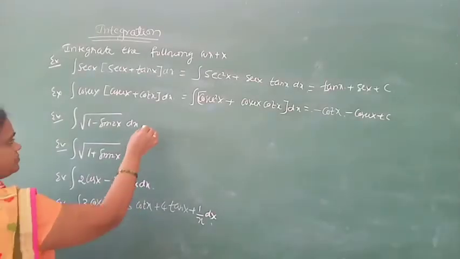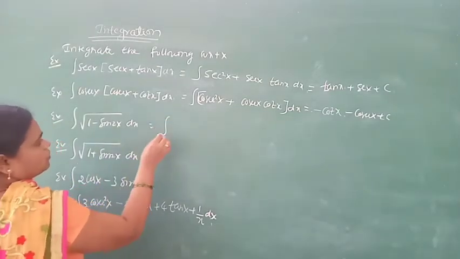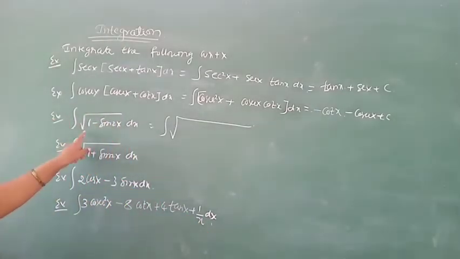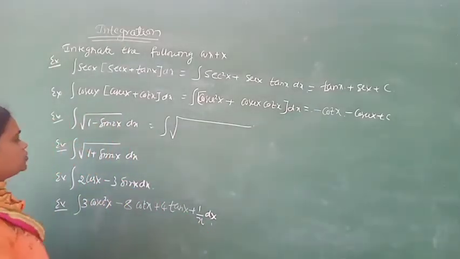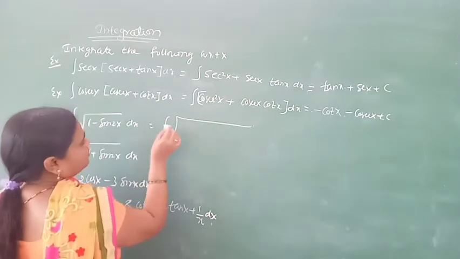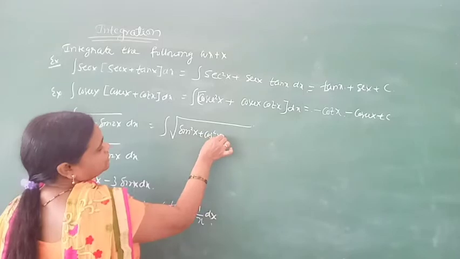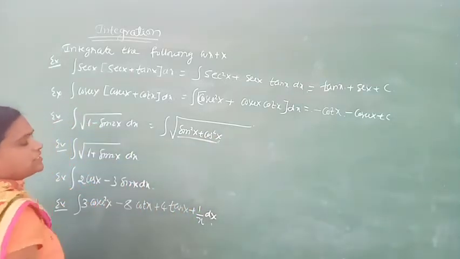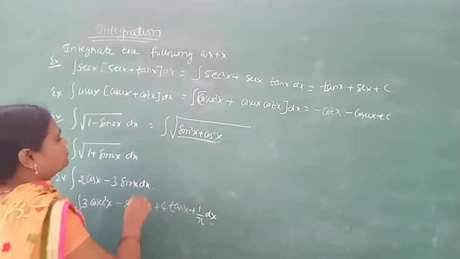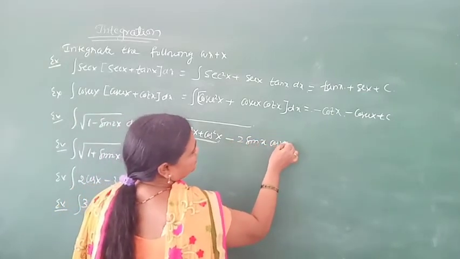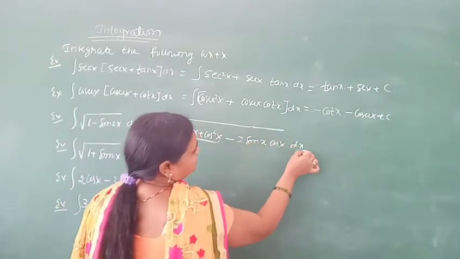Next, integration of root of 1 minus sin 2x. We have to remove this root. For that, 1 means what? Sin square x plus cos square x. Did you understand? That 1 you can write as sin square x plus cos square x minus sin 2x. Sin 2x is 2 sin x cos x, dx.